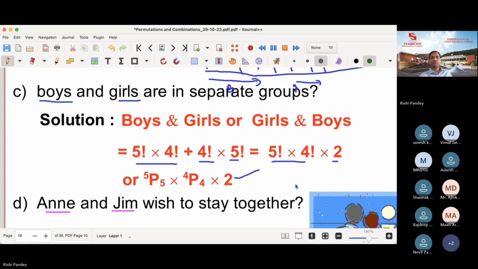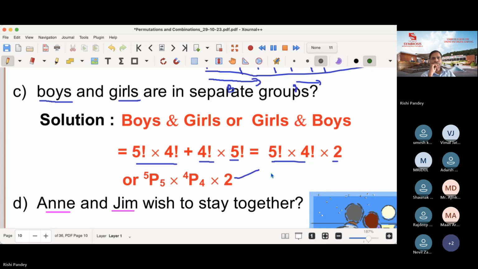Think about it. 2 factorial, how? Can you tell me? Boy, girl, plus girl, boy. Okay. So 2 factorial. Good. And what about the others? We have 9 people. What about the others?